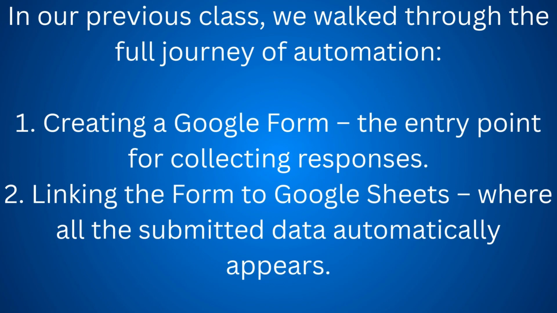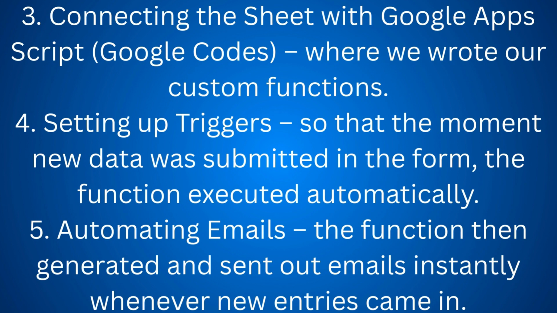In our previous class, we walked through the full journey of automations: creating a Google Form, the entry point for collecting responses; linking the form to a Google Sheet where all submitted data automatically appears; connecting the sheet with Google Apps Script, where we wrote our custom functions; and setting up triggers so that the moment new data was submitted in the form, the function executed automatically, automating emails. The function then generated and sent out emails instantly whenever new entries came in.